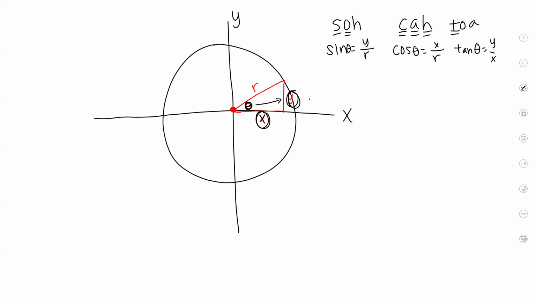Now, cosecant, CSC of theta. We use these letters for cosecant. Cosecant is the reciprocal of sine. The reciprocal means you flip the fraction. So instead of y over r, we're going to do r over y.